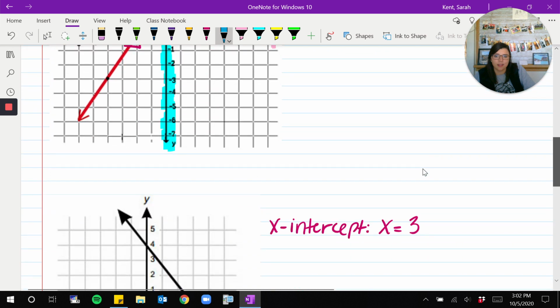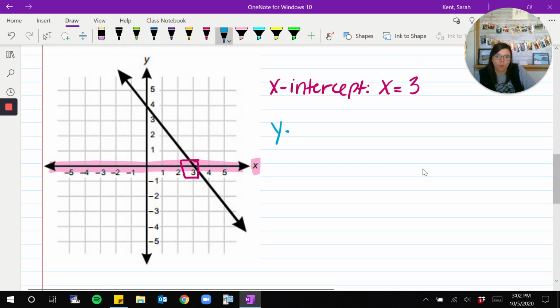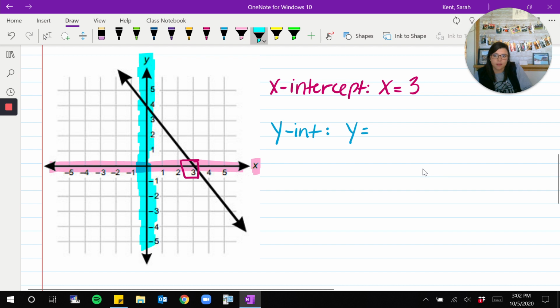And on our last graph, again, we want the y-intercept. So it'll be y equals, and I'm looking at, here's the y-axis. So when I look here, this one crosses at 4. So here, y equals 4.